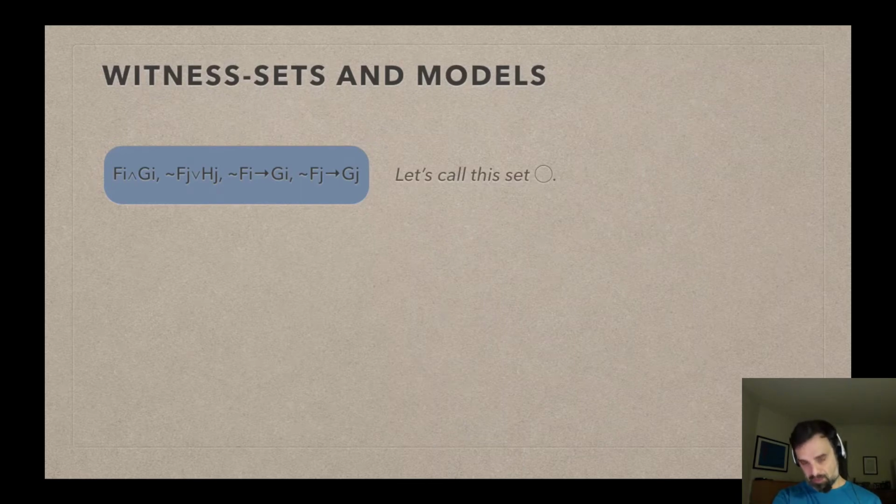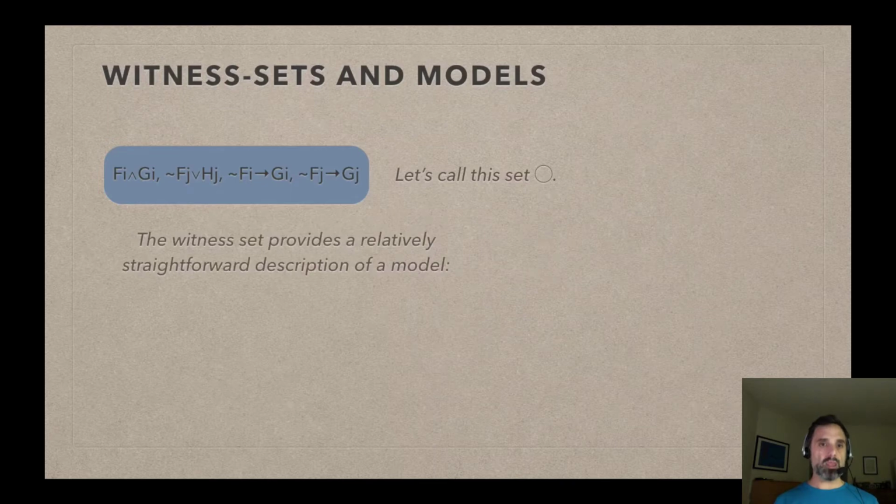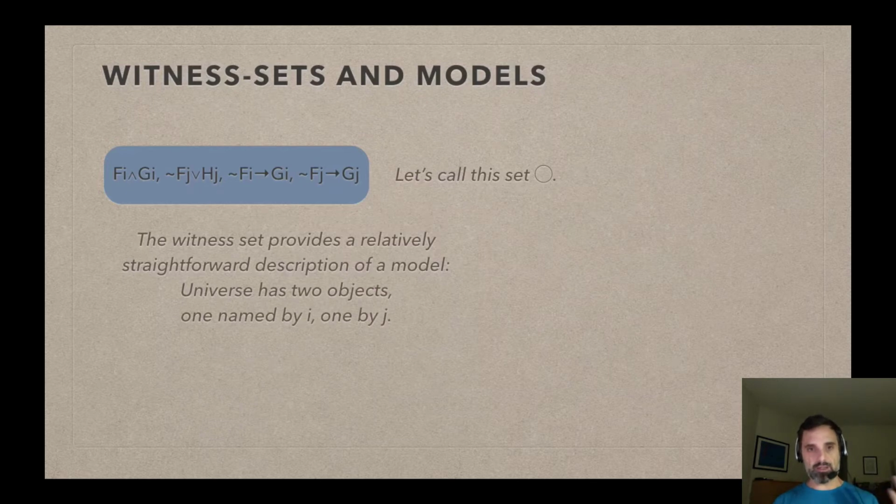So let's say we have this set again, and we're going to call it circle. Well, it tells us fairly straightforwardly how to produce a model. So suppose that our universe has just two objects, a thing named by i and a thing named by j. Okay, so we know what that looks like. We have a universe of 0 and 1. And we'll say that i names 0 and j names 1. Or as a variable, i's value is 0 and j's value is 1. i and j being variables, they're not names for 0 and 1, but okay.